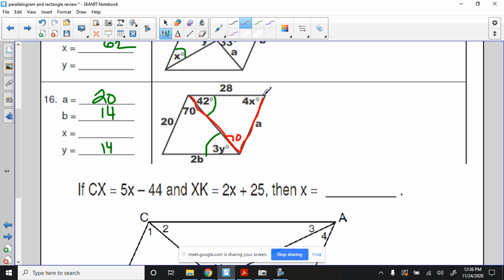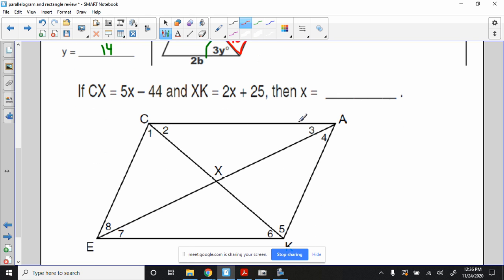So if I was to find X on this one, I could say 4X plus 70 plus 42 would equal the interior sum of this triangle, and I can make it equal 180. And I could solve for X that way. But because I don't want this video to go too long, I'm not going to do that. But hopefully you see the triangle and know that the three angles in a triangle add up to 180.